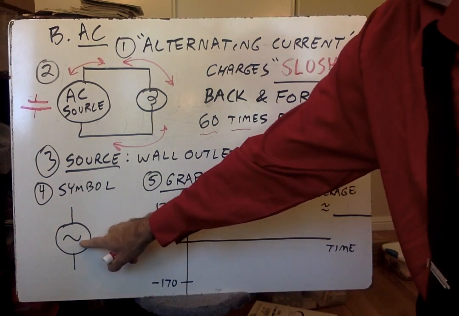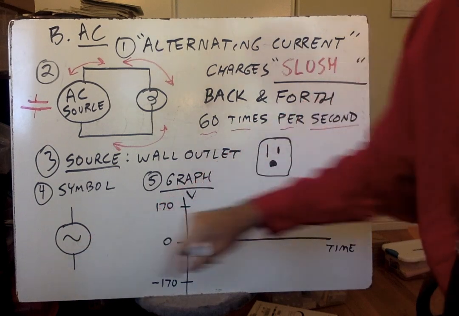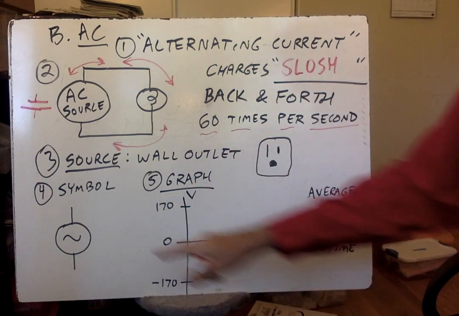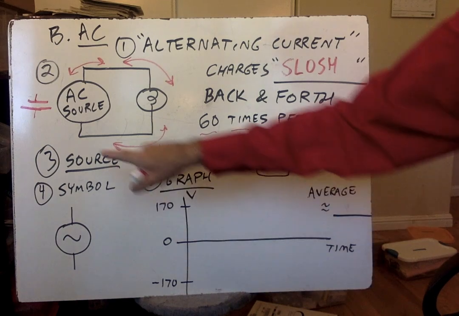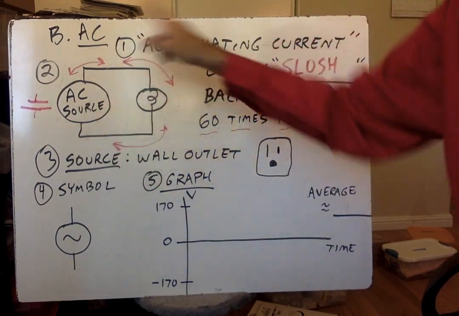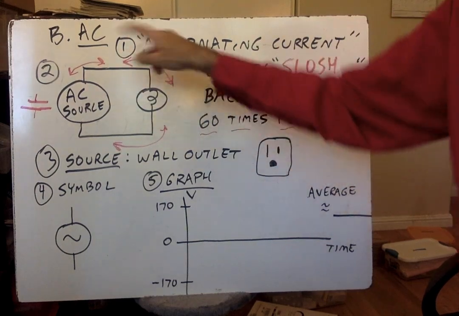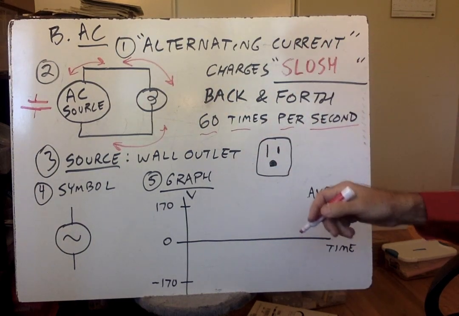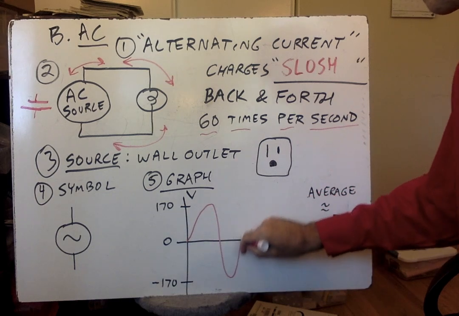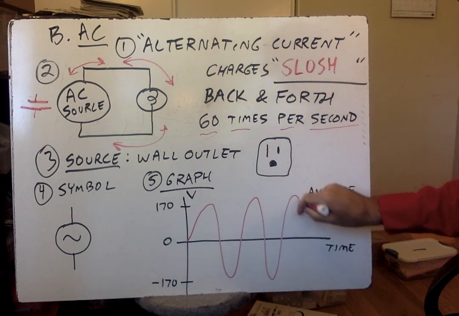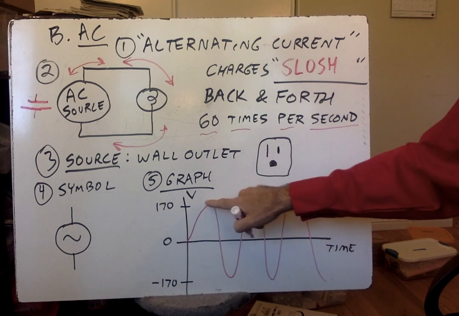Okay, this is a common symbol. I wrote AC source here, but this is a common symbol for an AC source that you would put in a circuit exactly where you would normally put a battery. And the difference is it's pushing and pulling, pushing like this, clockwise, counterclockwise, clockwise, counterclockwise. If you were to graph this, it would look like this. Right? Like a battery positive, then the other way.